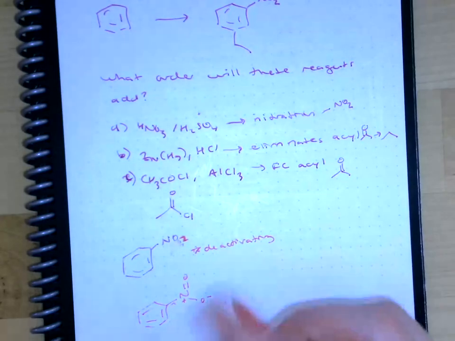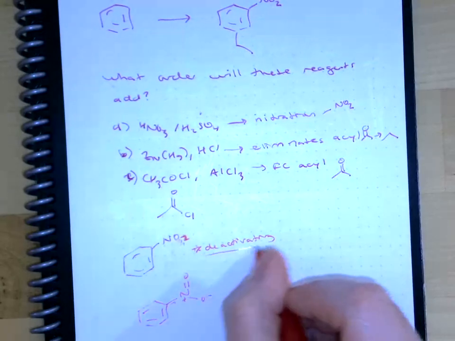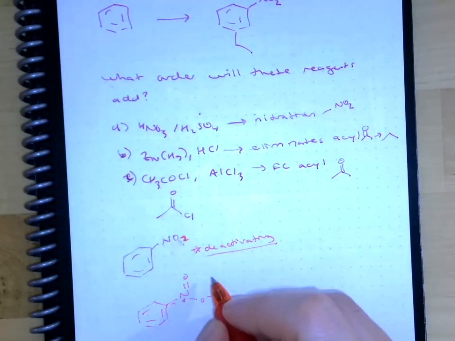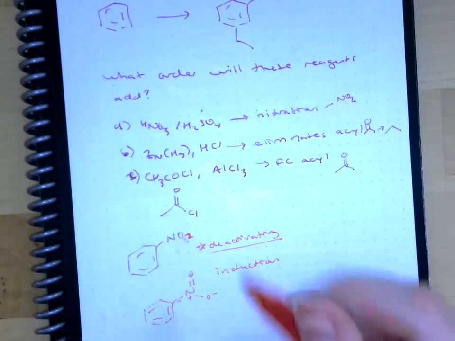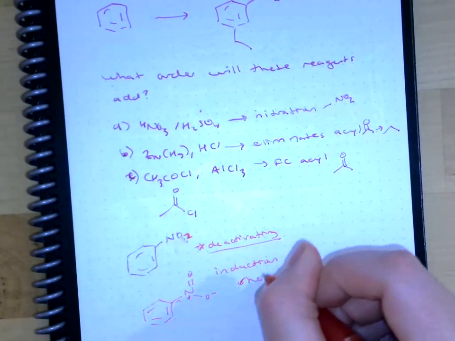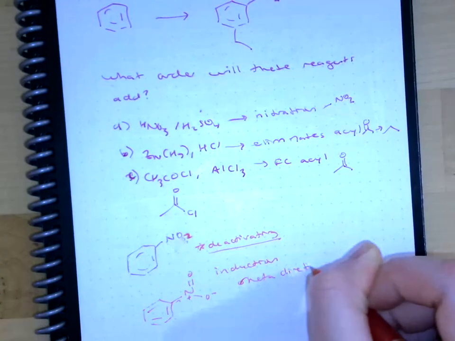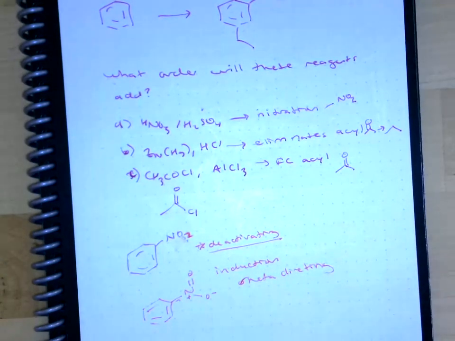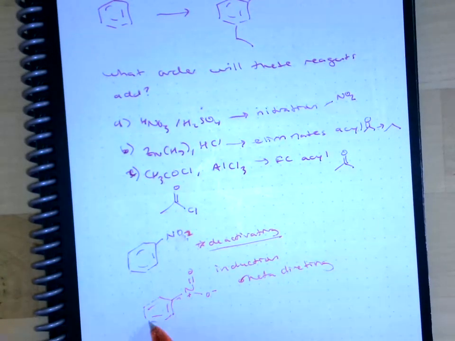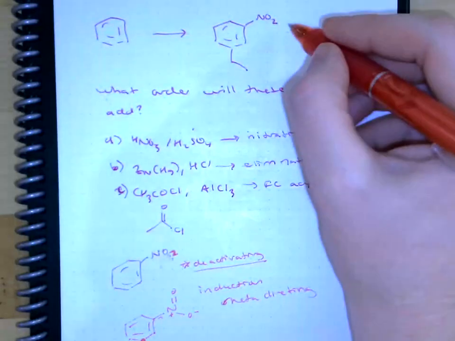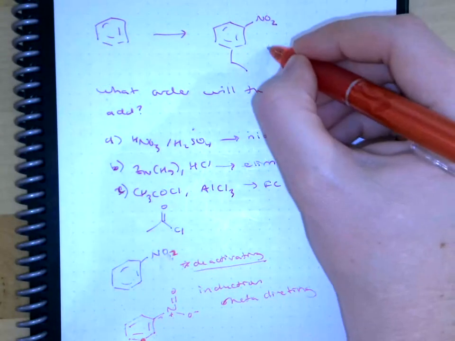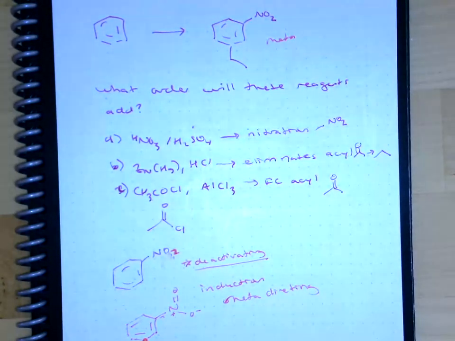Anyway, so this is deactivating at the very least through induction. And that means that it's meta directing. You would rather go to a meta position than ortho or para. So it's going to direct here. That's good information because what we have here is our substituents are meta. So this is an option for me.